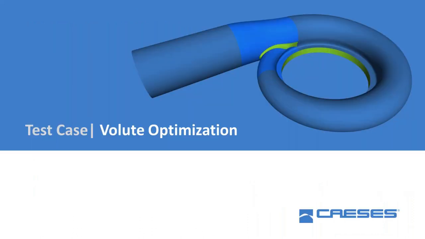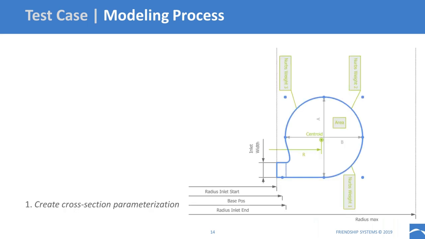So these are, in general, the capabilities for volute modeling in CAESES. Now I just want to show quickly the geometry part of our case study here for this compressor volute. And the modeling process starts with the cross-section parametrization. So this is the actual cross-section that we used for this compressor volute.